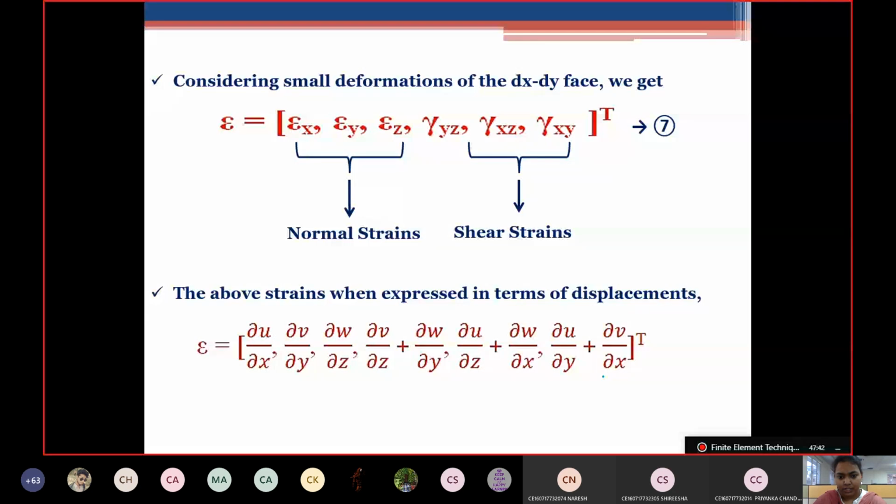There is a small correction here at the end. This part, it is dou V by dou X plus dou U by dou Y. I forgot to mention dou U by dou Y, please note it down.